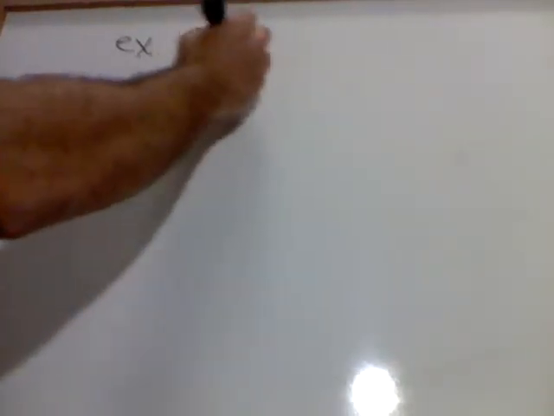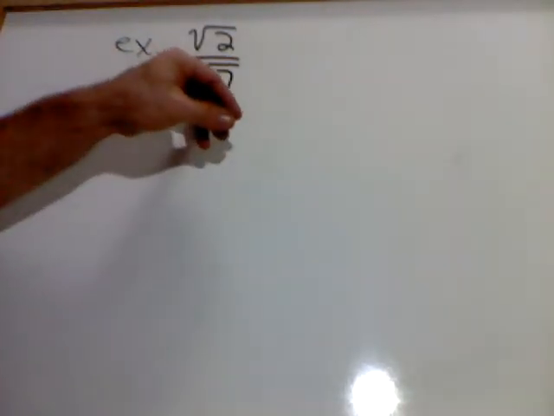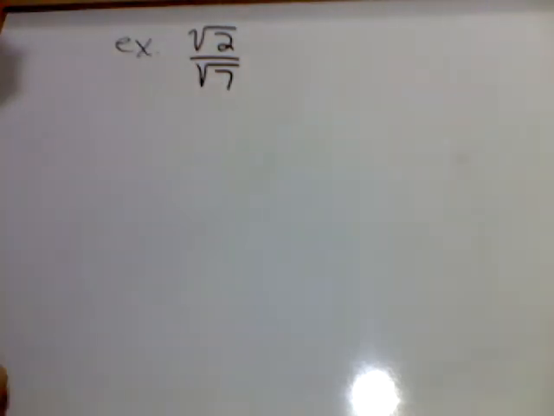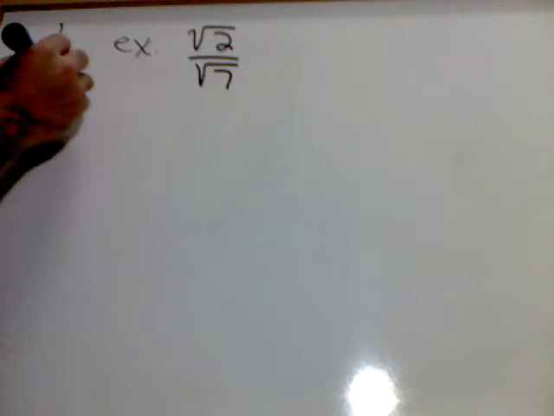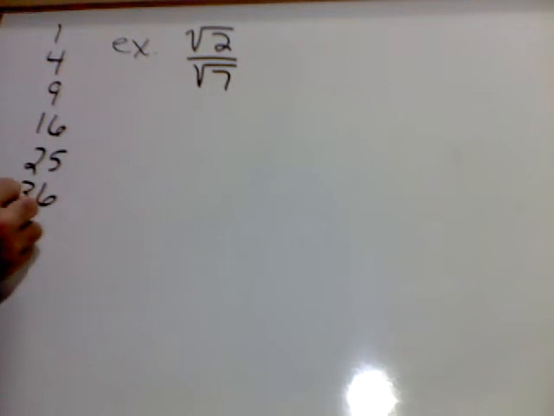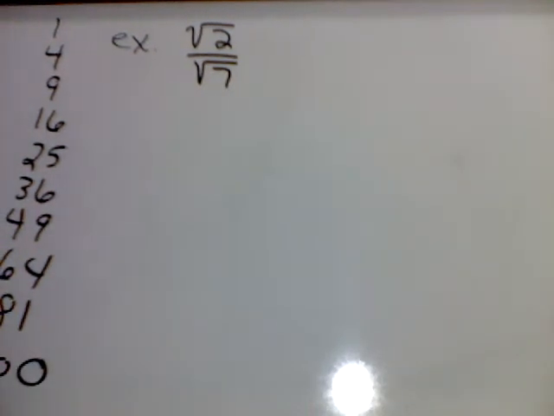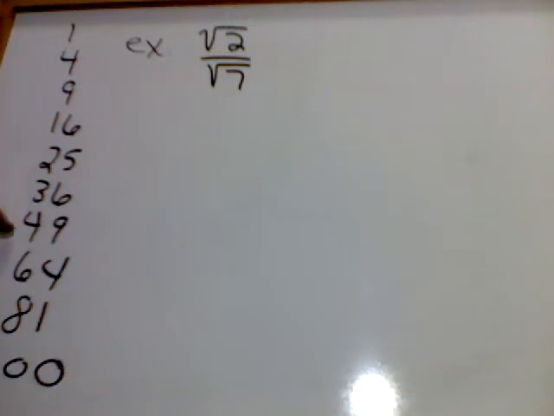First example, I will do square root of 2 over the square root of 7. Now, my goal is to figure out a number that is a perfect square that has 7 as a factor. My perfect squares are 1, 4, 9, 16, 25, 36, 49, 64, 81, 100, and they keep going. The smallest perfect square that 7 is a factor of is 49.